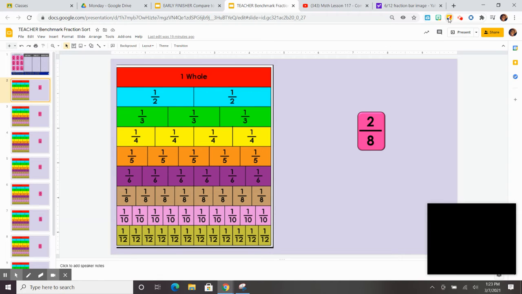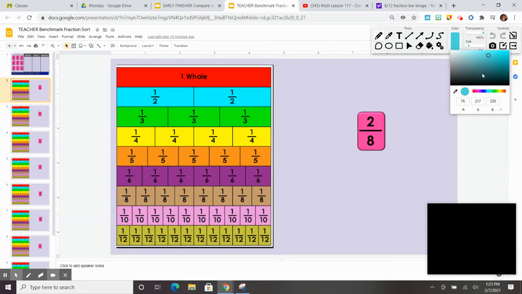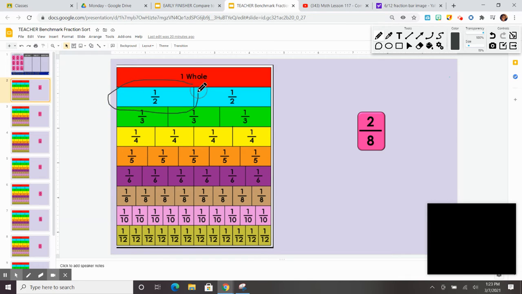I'm going to use web paint and mark on my screen. I'm going to change the color. All right, here we go. So I'm trying to compare 2/8 to one half. Here's my one half right here. Well, if I scroll, here I have 1/3, 1/4, 1/5, 1/6, 1/8. So I'm going to try to figure out how 2/8 compares to one half.